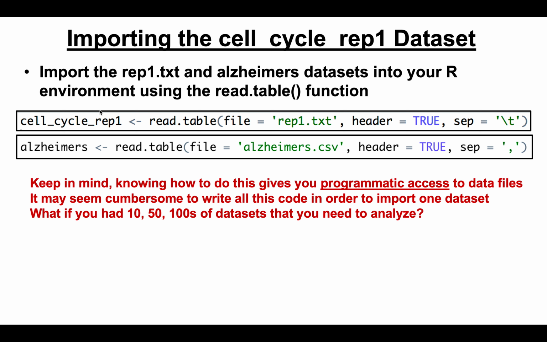And so it might seem kind of annoying that you've got to write that code, which might seem like a lot in order to just read in a file. We're used to just clicking on things to open them up. But I just want you to keep in mind that this gives you programmatic access to data files. So if you're just opening one file, yeah, it's fine to double click on something. But what if you're opening 100 different files and you want to put them all into one data set? You're not going to want to do that manually.